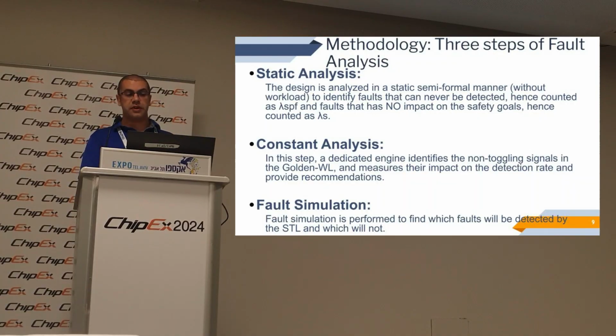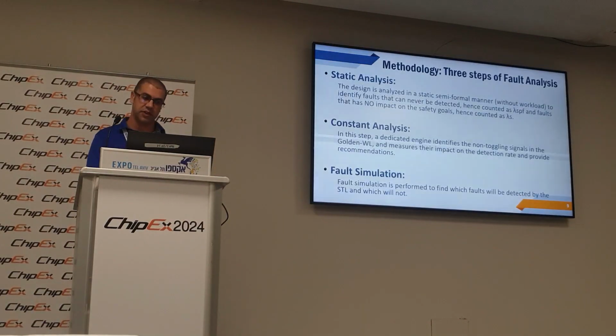In other cases of the constant analysis, if you see some non-toggling signals which should be toggling, this is also part of the reports, and this actually can allow more faults to be detected by your safety mechanism.